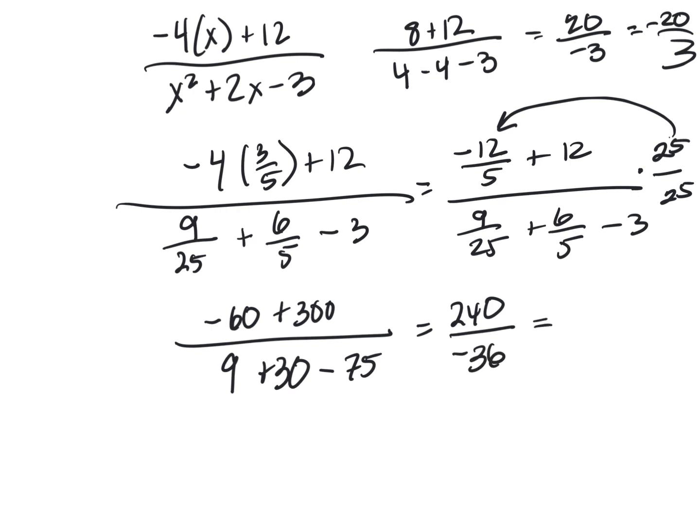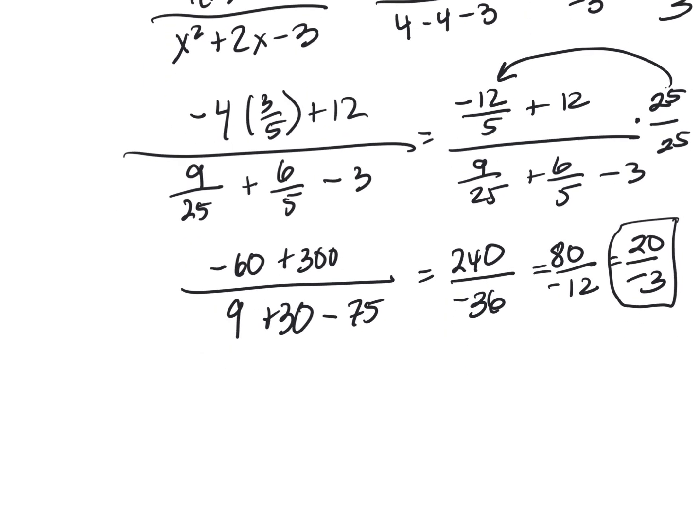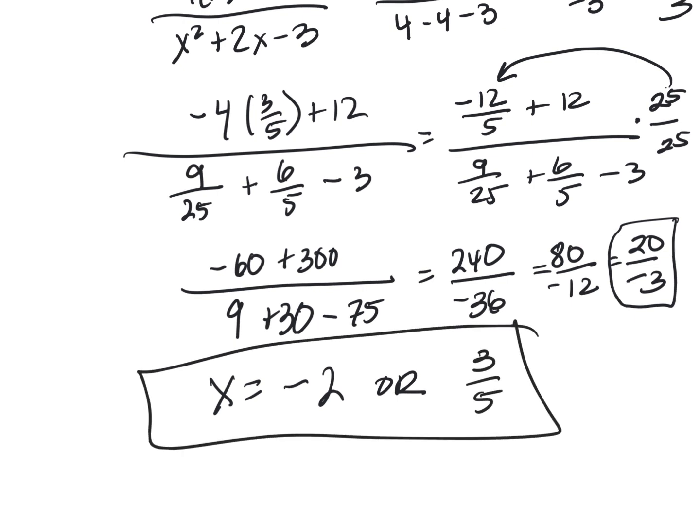240 divided by 3 is 80 over negative 12. 80 divided by 4 is 20 over negative 3. They both work. So my answers are going to be x equals negative 2 or 3/5. Okay, that's page 1.